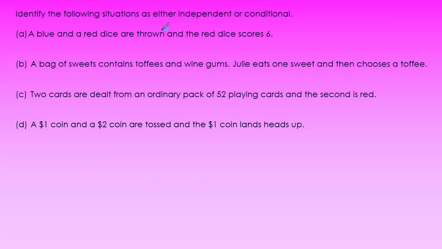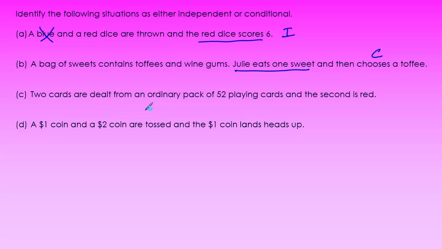Identify the following situations as either independent or conditional. Conditional is the same as dependent. A blue and a red dice are thrown, and the red dice scores a 6. Well, that should be independent. What comes up on the red dice should not depend at all on what happens on the blue dice. A bag of sweets contains toffees and wine gums. Julie eats one sweet and then chooses a toffee. That would be a conditional. When she eats one sweet, she's changed the contents of the bag, which would change the probability.